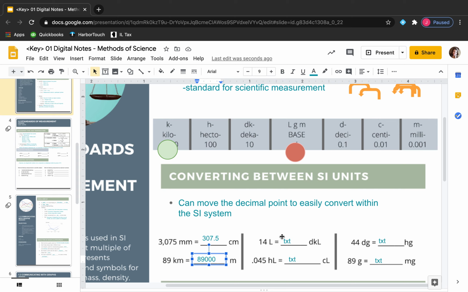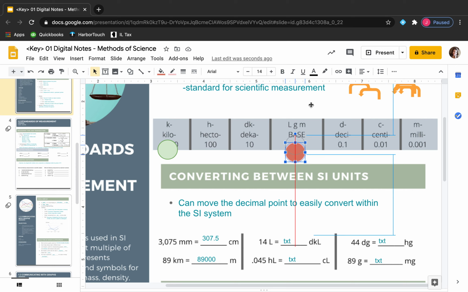Okay, for the next practice problem, we're starting with liters. Okay, remember again, it's showing us one letter, so that's going to be our base unit. So put my green dot on base, and we're going to decaliters. So here is my stopping point, DK. Okay, so we're jumping 1 to the left. So find the decimal point. There is none, so it's at the end of the number. We're jumping 1 to the left. So one spot, it's going to be 1.4.